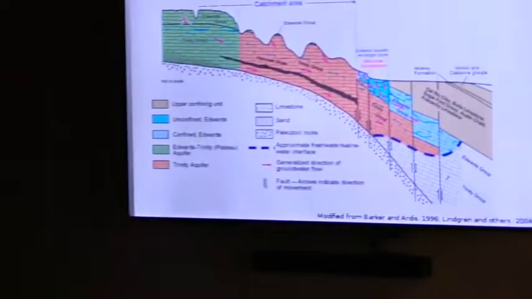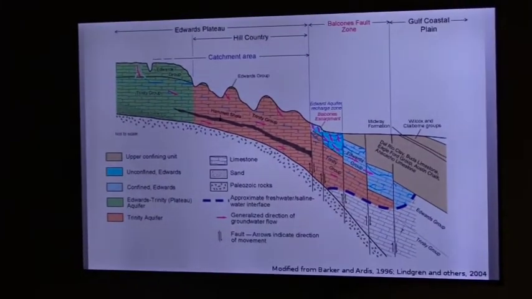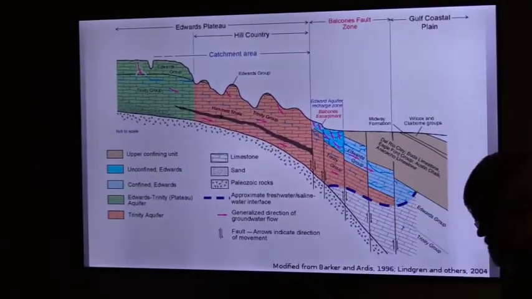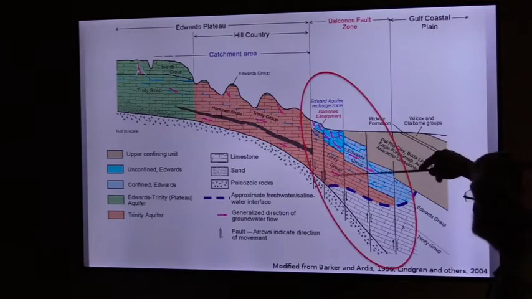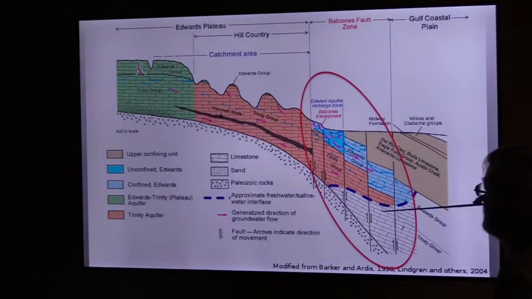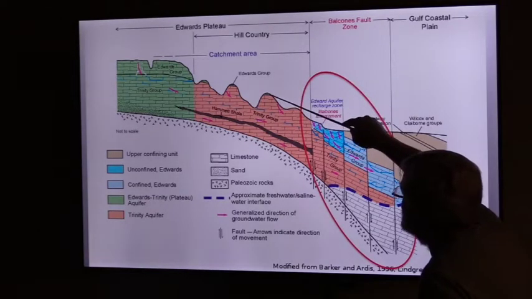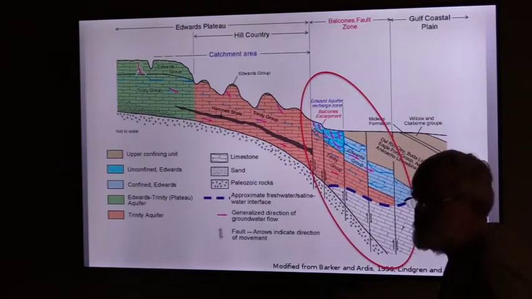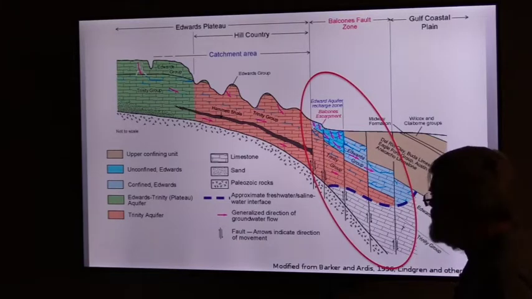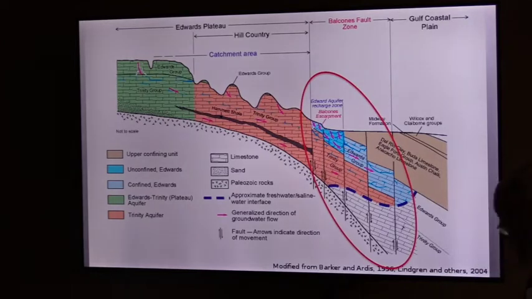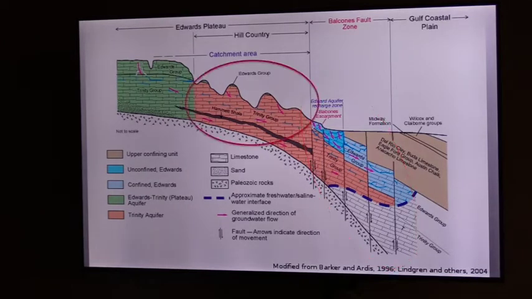So in geologic cross-section, that's what this looks like. Here's the Balcones fault system. And it's got the Edwards here, which is an aquifer. The Edwards, where we live up here in the hill country, is at the very tops of the hills. It's what's left after the rivers eroded away all of the valleys.